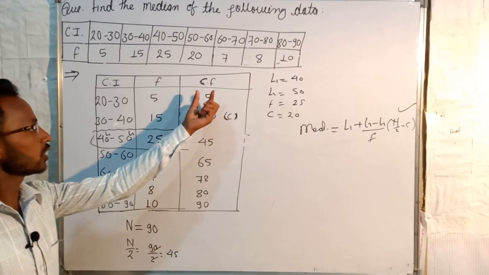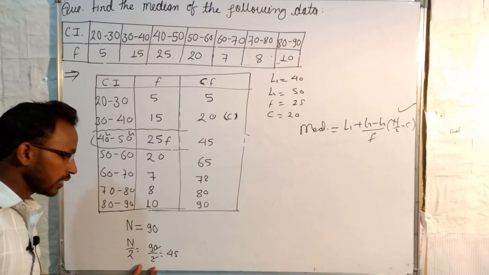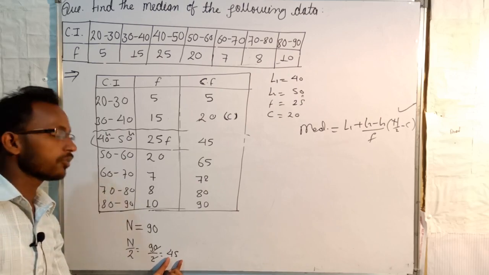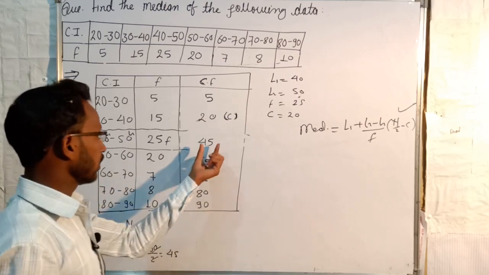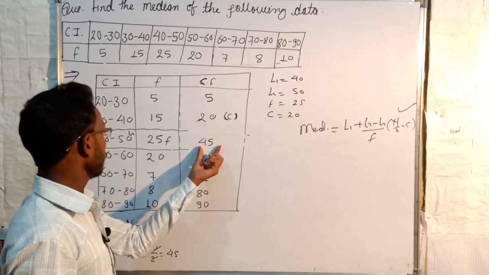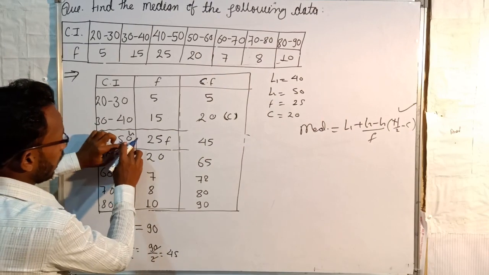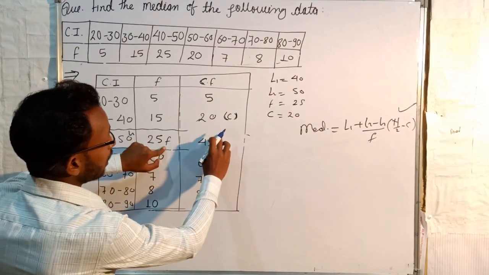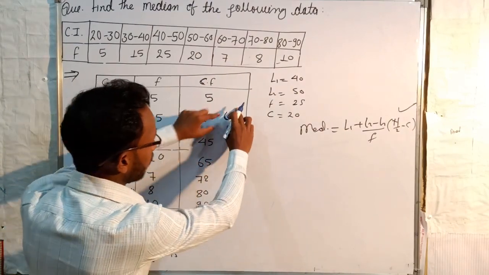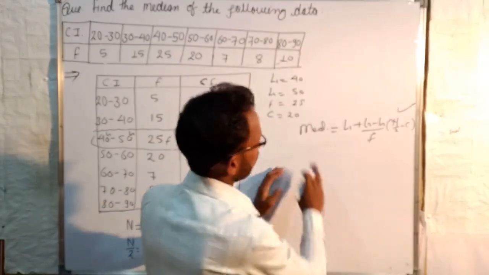For N by 2, at first you add all the cumulative frequency, then you get 90. You halve it, and now you see where 45 or more than 45 is. We have got exactly 45. If it is exactly 45, then we take the corresponding row. This gives L1, L2, F, and the previous cumulative frequency gives C. Now we will put all the data in this formula, then we will get the answer.